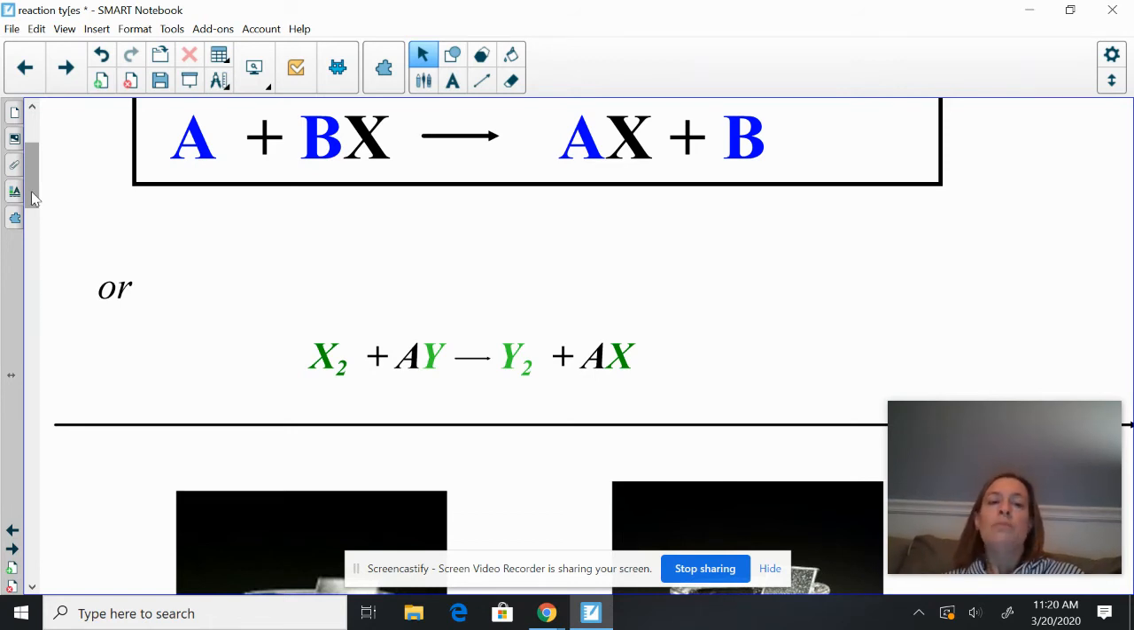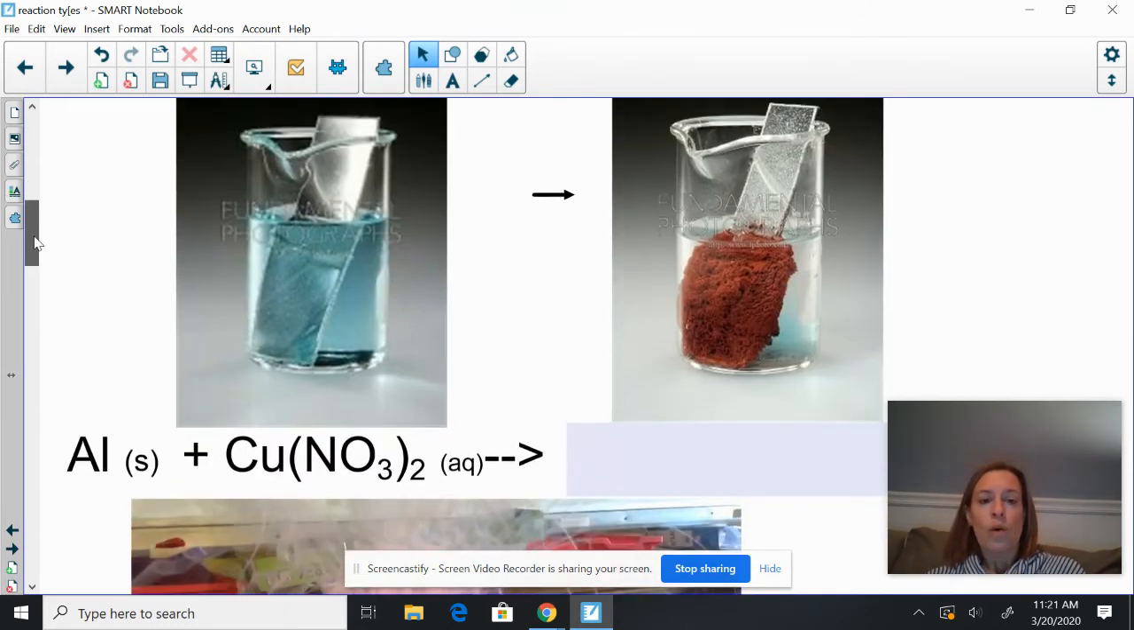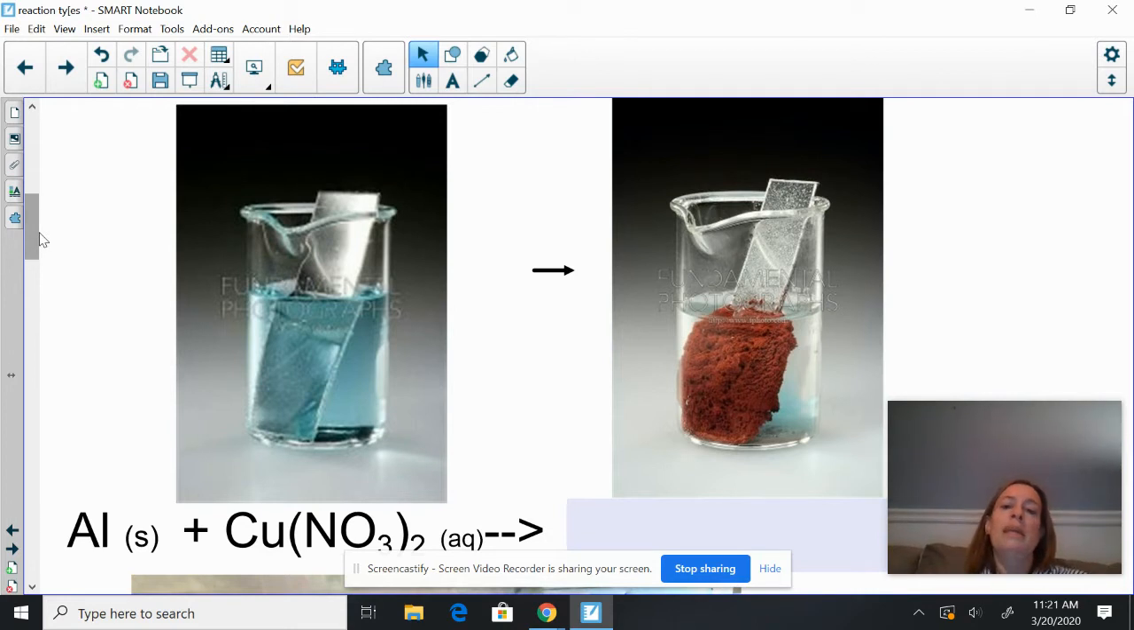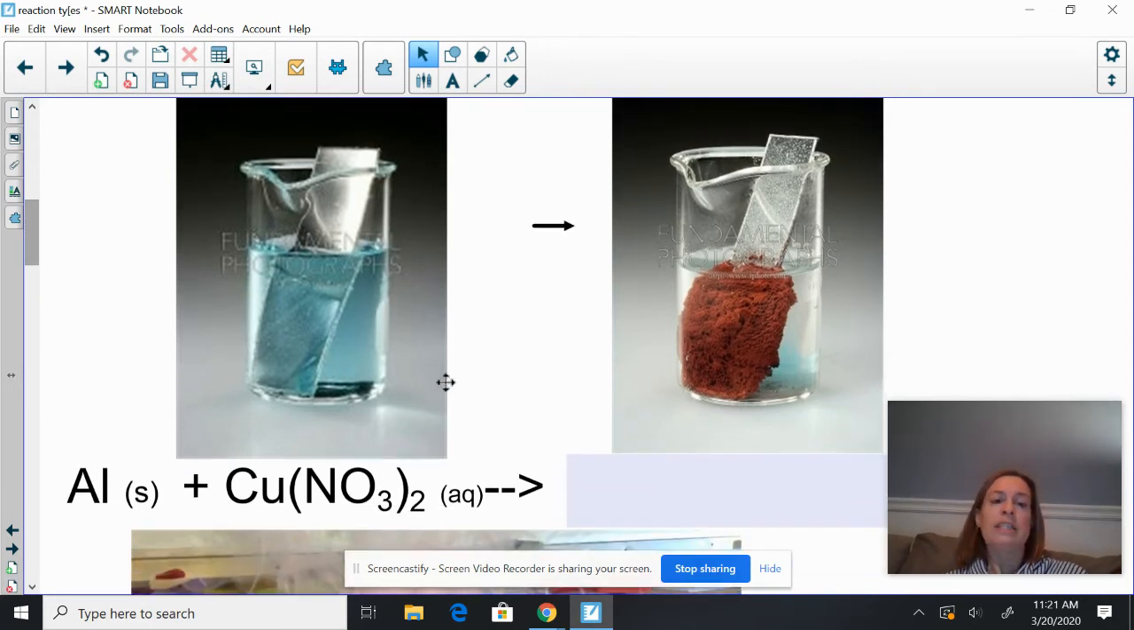You'll just need to be able to recognize the fact that we're dealing with a single replacement reaction. You've done some single replacement reactions in lab. One of the first labs you did with me is we looked at what happens if you put aluminum foil in a solution of copper nitrate.